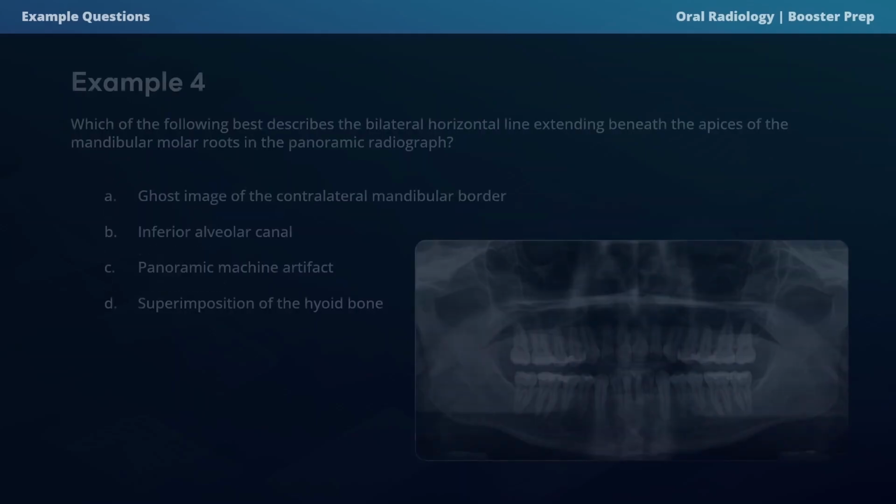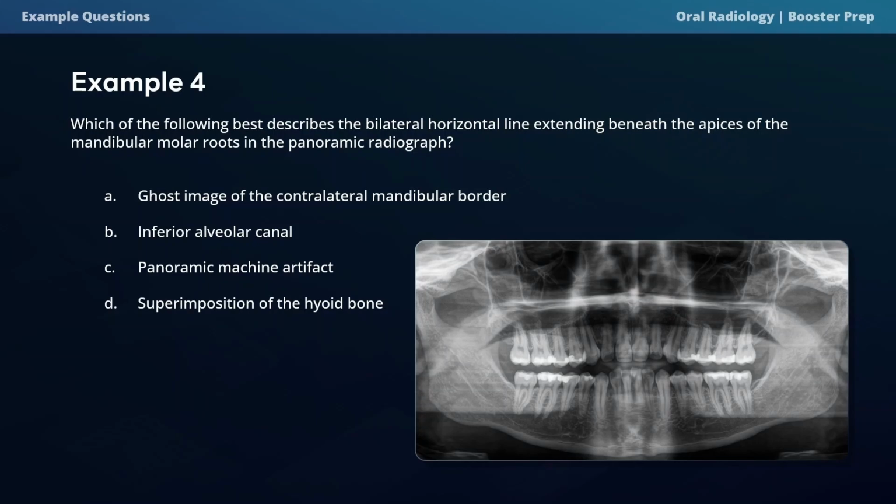Our final practice question asks, which of the following best describes the bilateral horizontal line extending beneath the apices of the mandibular molar roots in the panoramic radiograph? All right, guys, take a second to pause and to try the question. Okay, let's take a look. The correct answer here is A, ghost image of the contralateral mandibular border.